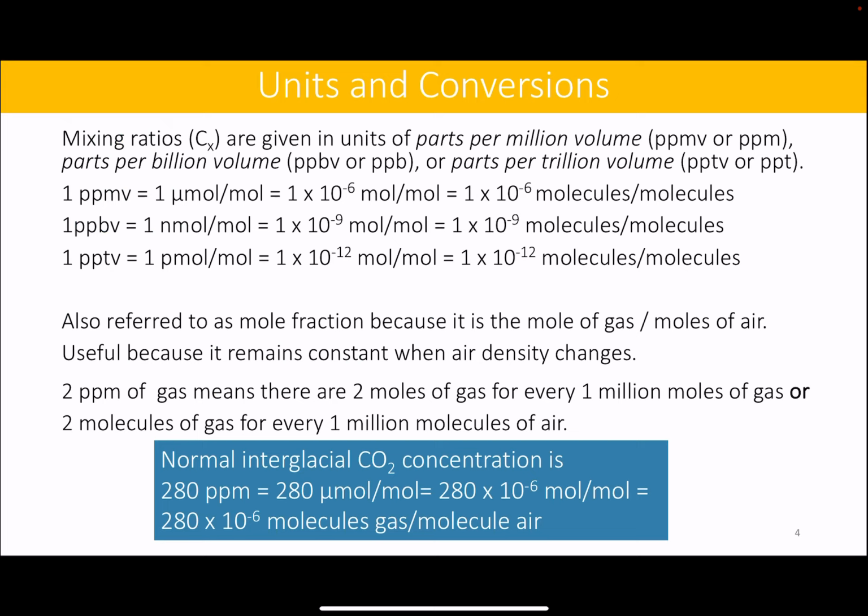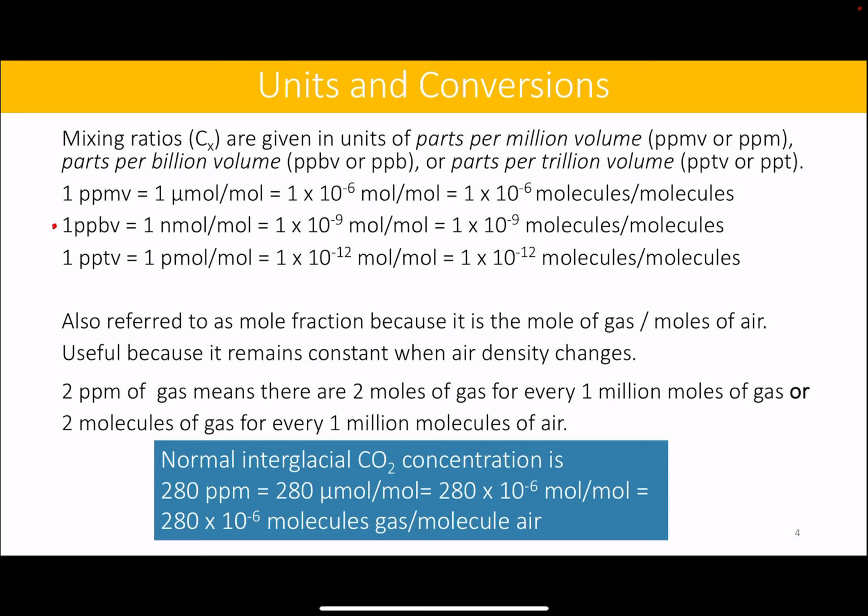A refresher, and I think I made a mistake in the first lecture in terms of concentration units, so I just want to go over this one more time. So mixing ratios, the CX, can be in ppm, ppb, ppt. So 1 ppb, if we look here, 1 part per billion, or ppbv of a gas, is the same as 1 nanomole per mole, which can be rewritten as 1 times 10 to the minus 9th moles per mole, which is also equal to 1 times 10 to the minus 9 molecules per molecules. And this is why it's also referred to as the mole fraction, as the molecular fraction, because it's the moles of gas per moles of air.